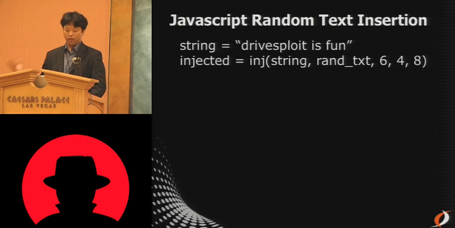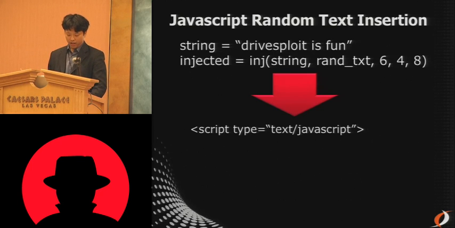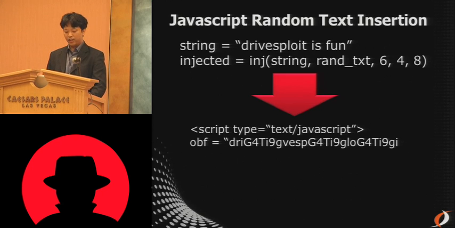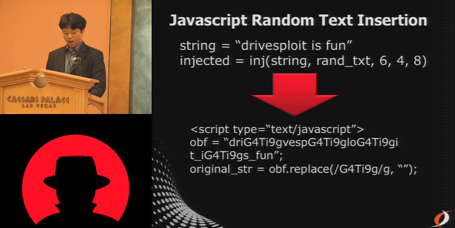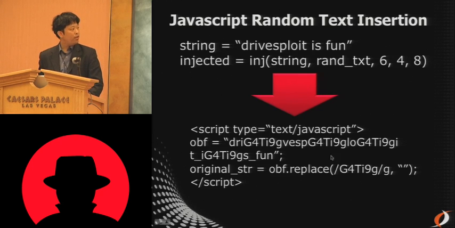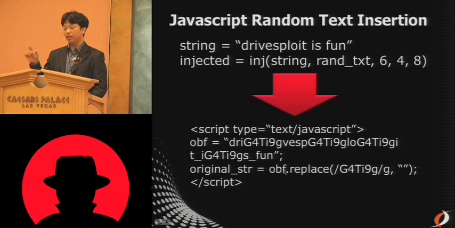Drivesploit is fun. You call the injection function, and what it does is it generates a JavaScript along with the deobfuscation JavaScript, right? So it generates this string and assigns it to a variable. It also generates the regular expression deobfuscation to take out the randomly generated and inserted string.